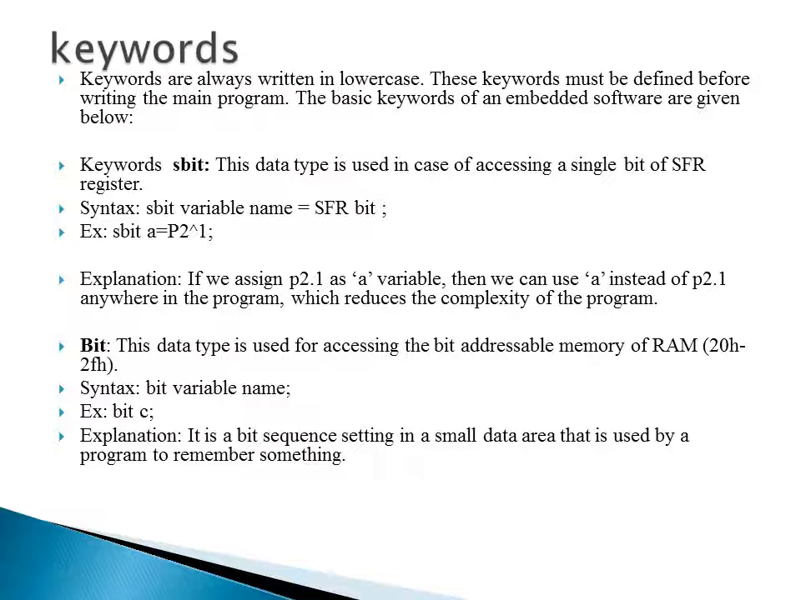Next is bit. This data type is used for accessing the bit addressable memory of RAM. Bit variable name, for example, bit C. It is a bit sequence set in a small data area that is used by a program to remember something.